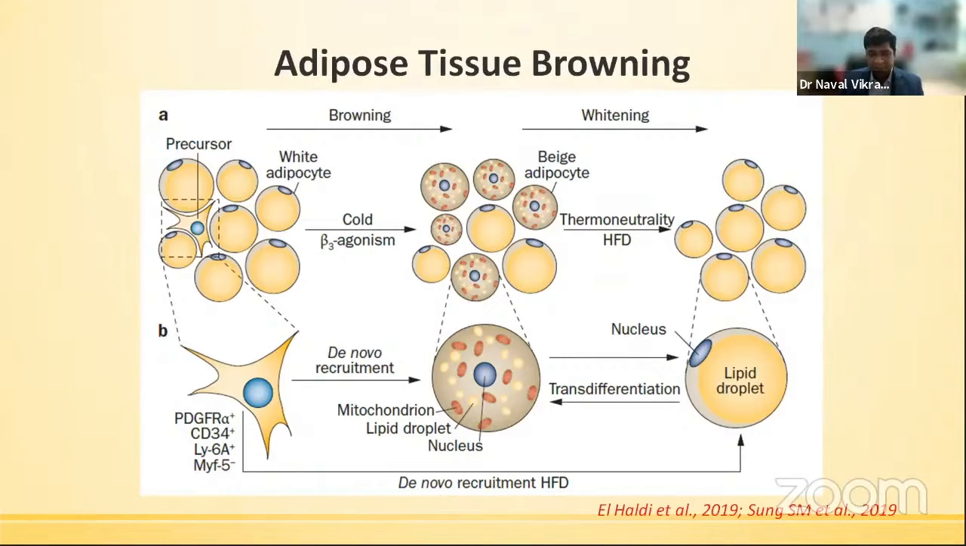Now, the other factor is that there are pluripotent cells also present in the adipose tissue, which may either recruit themselves and become beige adipocytes, or they may go into white adipocytes, depending upon the stimuli that they receive.